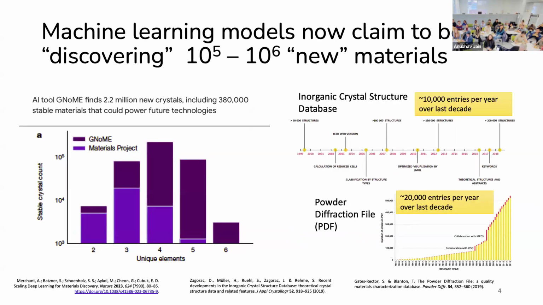So based on these developments, there have been a lot of claims, as many of you are very familiar with. I'm sure many of you saw this paper from Google GNoME where they claimed to find 400,000 new stable materials, and that made a big splash in the field. To compare that to experimental materials discovery, the Inorganic Crystal Structure Database reports about 10,000 entries per year over the last decade, and the Powder Diffraction File about 20,000. So 10 to 20,000 is the range for new materials found experimentally. So if you find 400,000 actual materials within the span of a year, that's obviously a huge acceleration. And they claim to expand the space of known compounds by an order of magnitude or so.